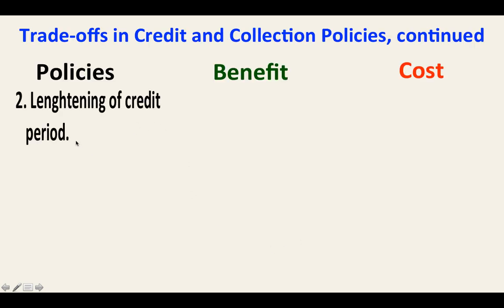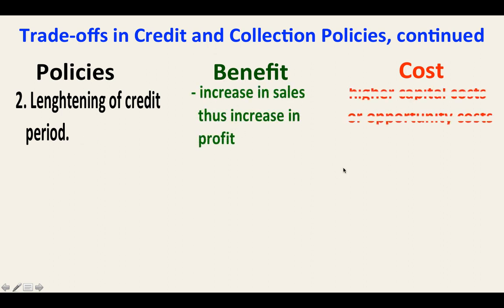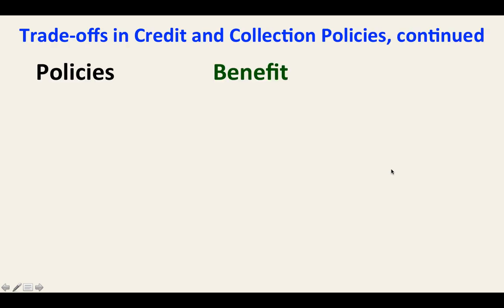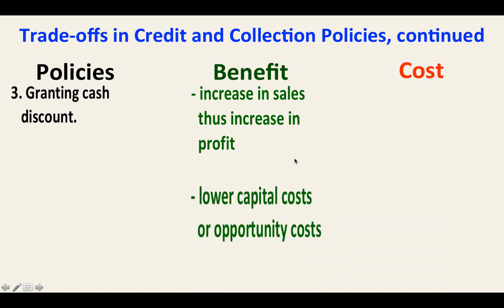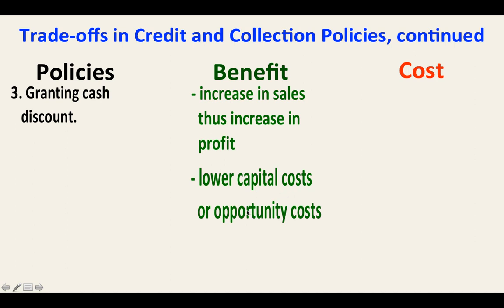Lengthening of credit period, hahabaan natin yung credit period, mag-i-increase ng sales, and possibly increase in profit. Higher capital cost, dahil mas matagal nating makukolekta. Okay? Granting cash discount, ito yung mga 2%, 1%, increase in sales, that's increase in profit. Lower capital cost kasi mas maaga sila magbabayad sa iyo dahil binibigyan mo sila ng cash discount. Pero lesser profit, bakit? Nagko-conflict ito. Kasi yung discount na binibigay mo, profit mo yun eh. So, it will be lesser profit.